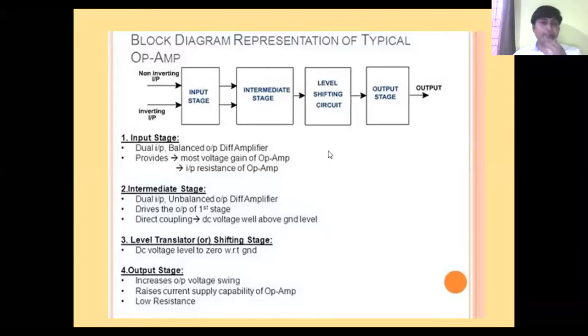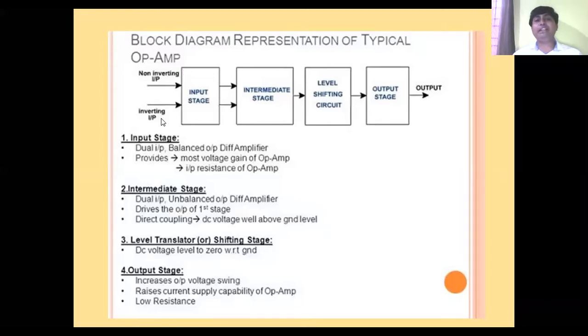So once again I will repeat. The block diagram of the operational amplifier consists of 4 blocks. First block is the input stage. Second is the intermediate stage. Third is the level shifting circuit. And fourth is the output stage. To the input stage, two inputs are connected, called the non-inverting input and the inverting input.